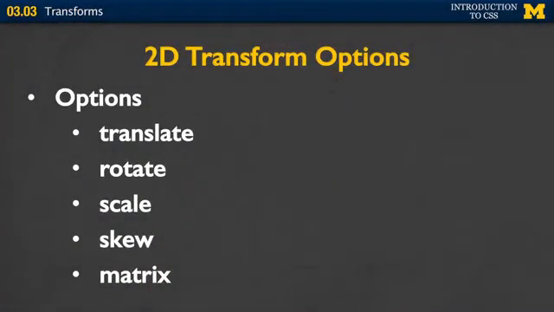So let's look at some of the two-dimensional transform options. We're going to talk about translate, rotate, scale, skew, and matrix, and how each one of these can work within your CSS3. The first option I'm going to show you is translate.